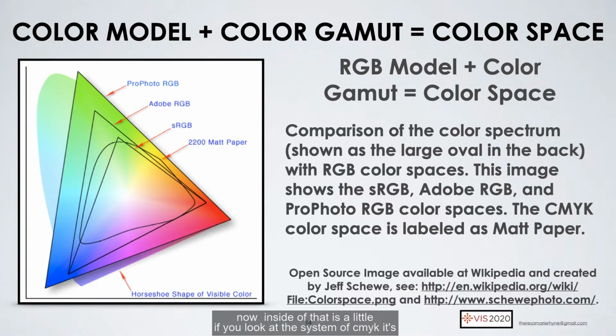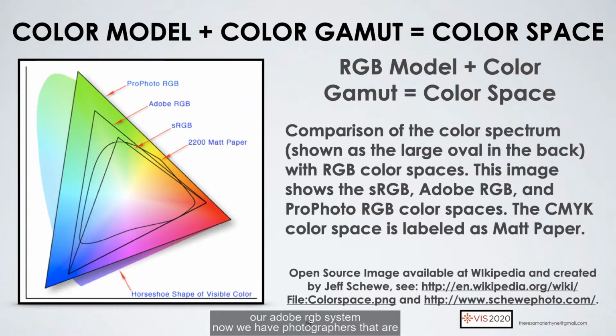Now, inside of that, if you look at the system of CMYK, it's called matte paper in this diagram, you can see it's outside that range, and that's why we get some of the haziness and the differences between moving between the two models. Then Adobe said, look, in Photoshop and in our tools, we're going to have an Adobe RGB triangle that encompasses both CMYK matte paper and our sRGB together, so that if you select a color, the chances are that it's going to work with regards to our Adobe RGB system.